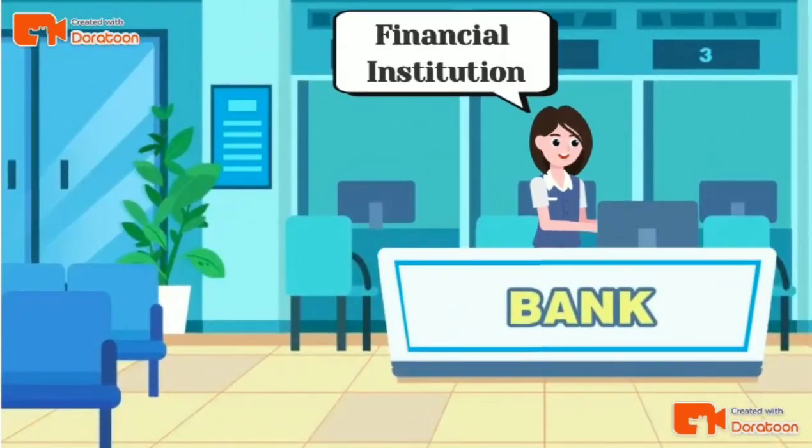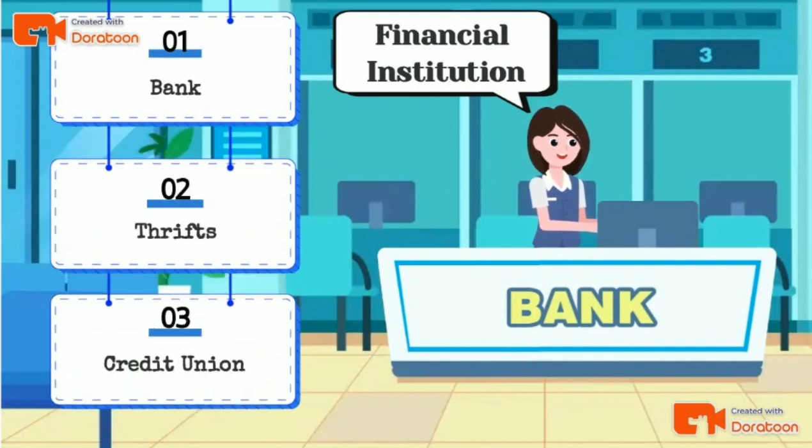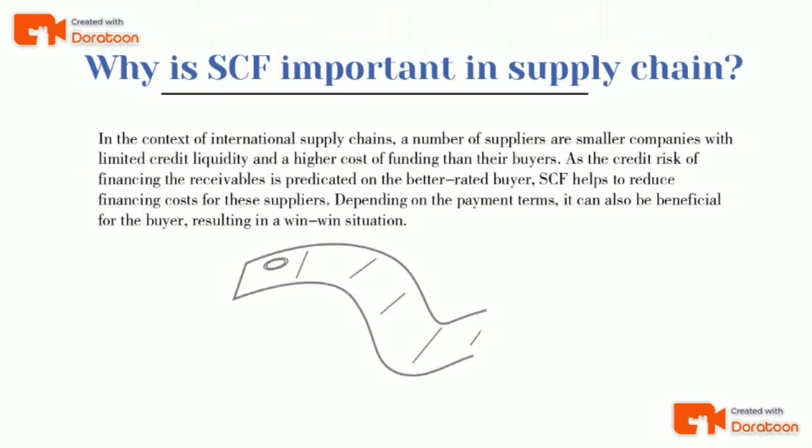Financial institutions are commercial banks, thrifts, which include savings and loan associations, savings banks, and credit unions. These three types of institutions have become more like each other in recent decades, and their unique identities have become less distinct.